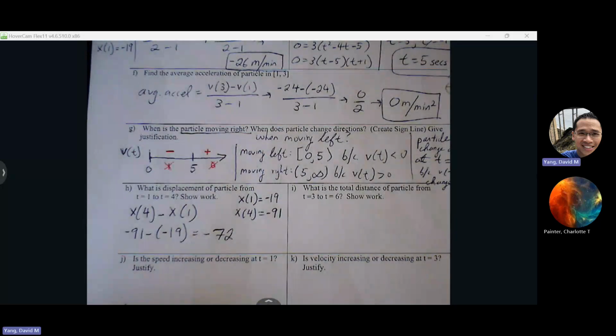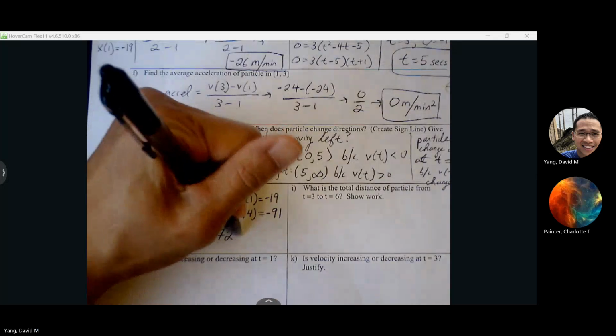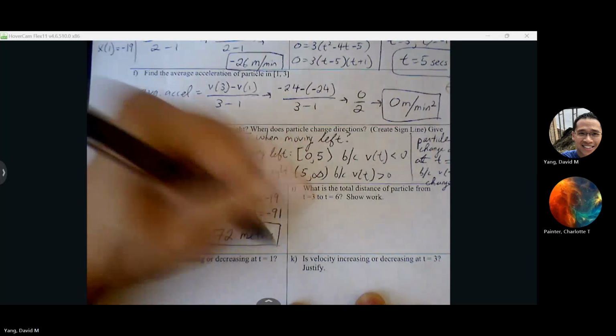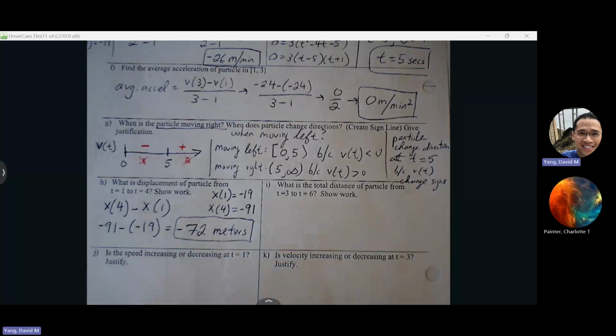And displacement is like distance. It's a distance value, so it is just meters. It's just inches. There's no rate. You're just measuring the distance between where you are at the beginning and where you are at the end.